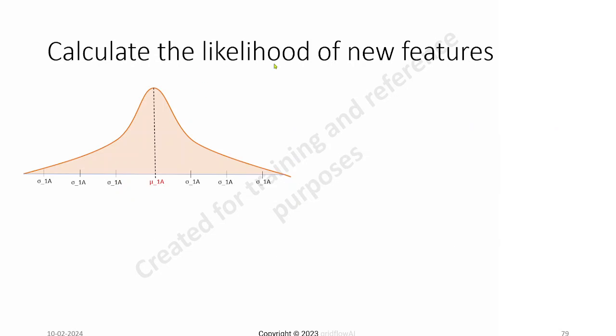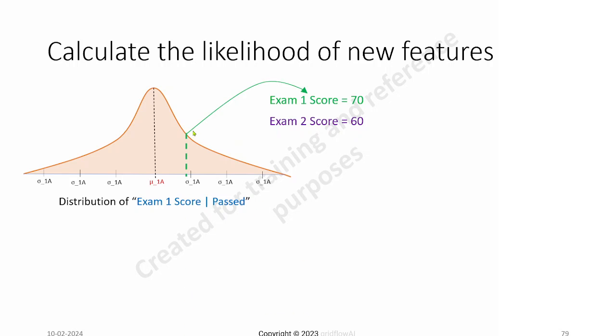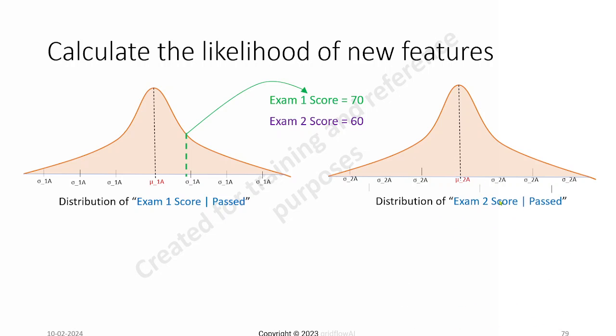In order to calculate the likelihood, we will refer back to the distribution that the model has learned. So the distribution of exam 1 score of the new student, or a test student. Let's say 70, and exam 2 is 60. We need to find out in this distribution where 70 falls. So roughly I'm putting the value here. Let's say this point represents the score of 70. And likewise on the other column, the distribution of the other column, we would find out where that point actually falls. Let's say 60 falls here.